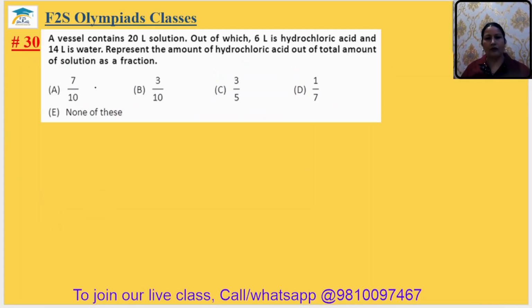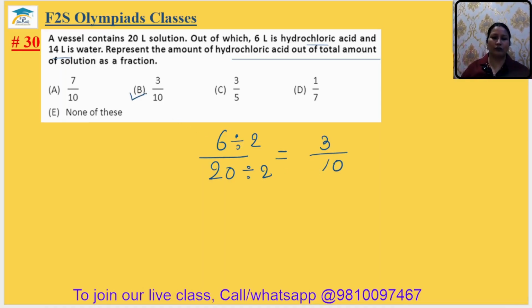Question number 30. A vessel contains 20 liter solution, out of which 6 liter is hydrochloric acid and 14 liter is water. Represent the amount of hydrochloric acid out of total amount of the solution as fraction. So amount of hydrochloric acid is 6, total capacity of the solution is 20 liter. After simplification with 2, as 2 is the common factor, we will get 3 by 10. It is in option B. The 30th answer is option B.